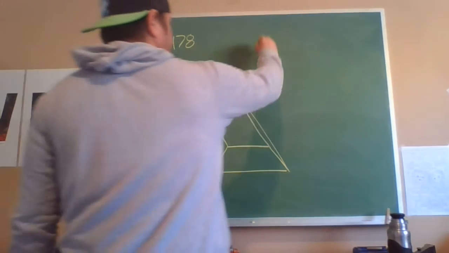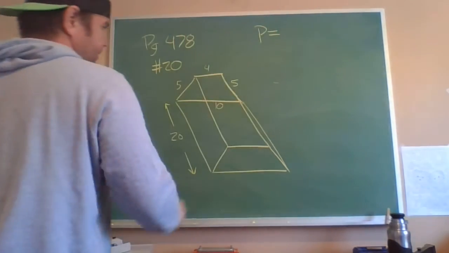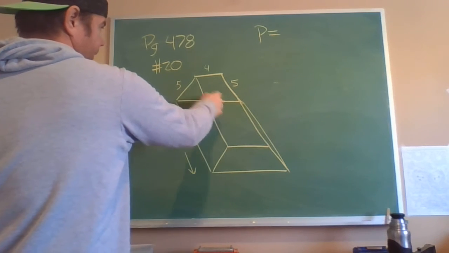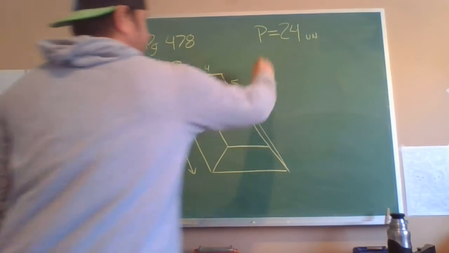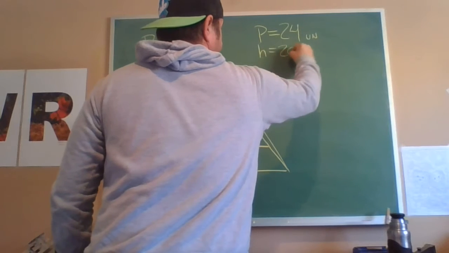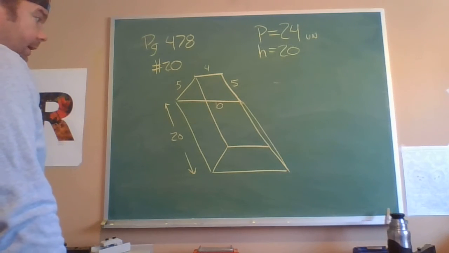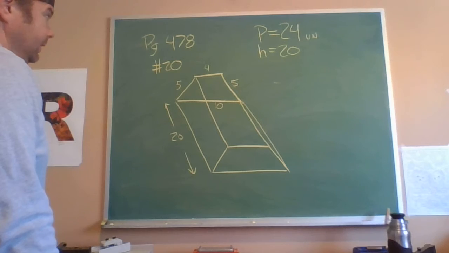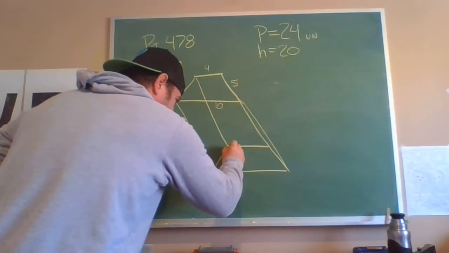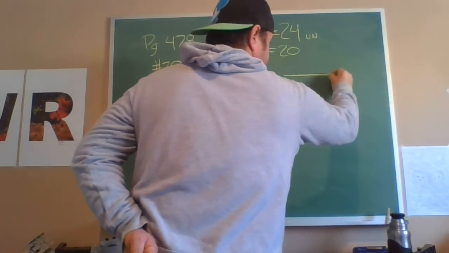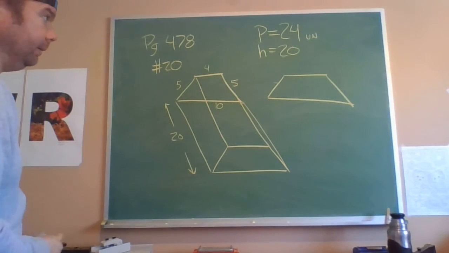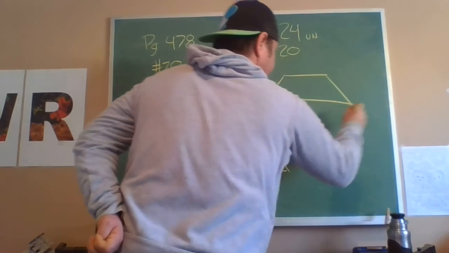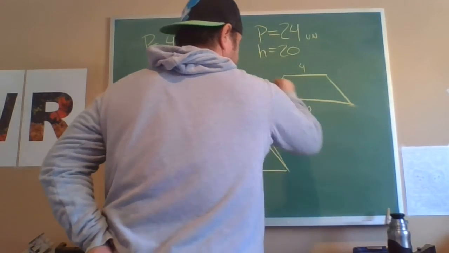Well, let's just do the easy part first. Perimeter of the base is going to be 10 plus 5 plus 5 plus 4. 24 units. Okay. The height of the overall prism is 20. And now we need to figure out what is the area of this trapezoid. So let me just look at one of these trapezoidal bases by itself. This is 4, this is 10, this is 5.